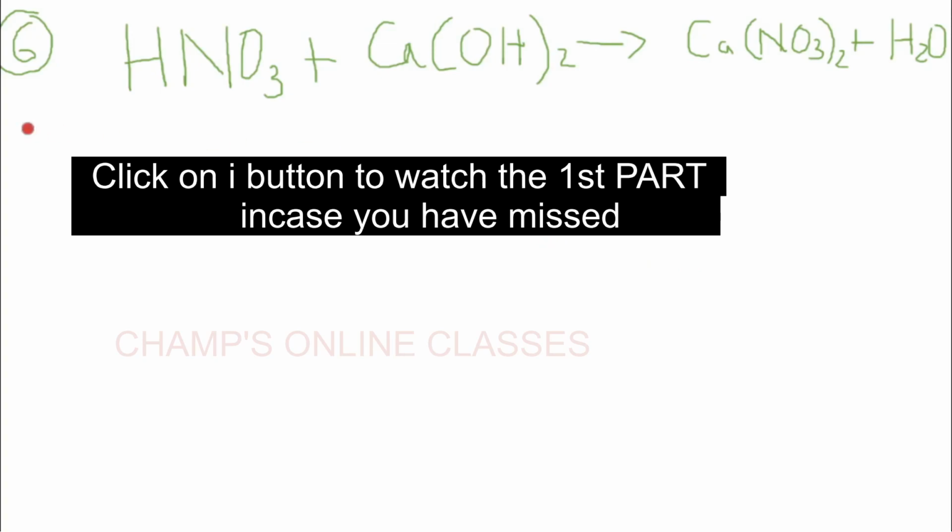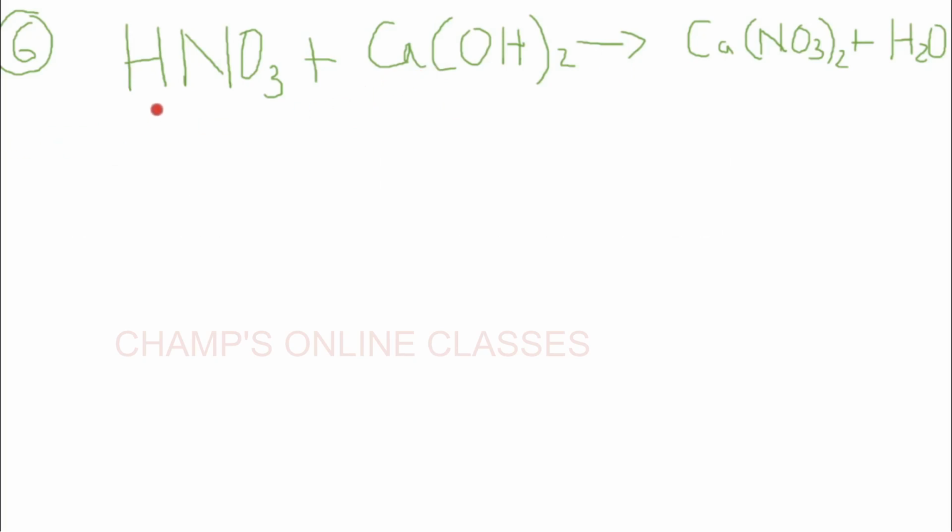Okay, so let's start. As I said in the last video, always balance the metal first. So here we have calcium as our metal. There's one calcium, there's one calcium. Next, balance your non-metal. So nitrogen, there's one nitrogen here. How many nitrogen are there here? 2 into N, that is 1. So 2 into 1 is 2. So there's 2 nitrogen.